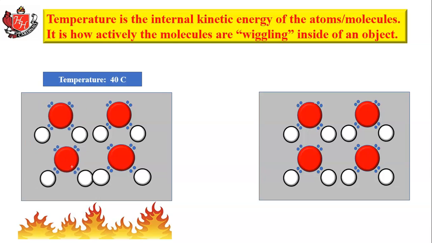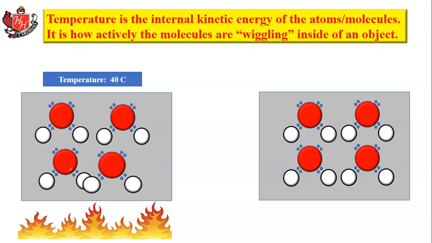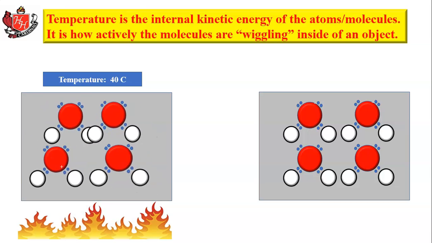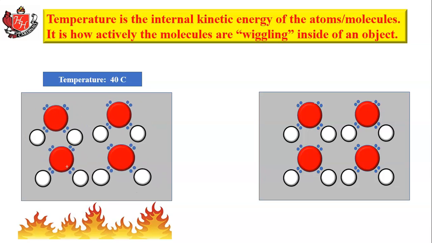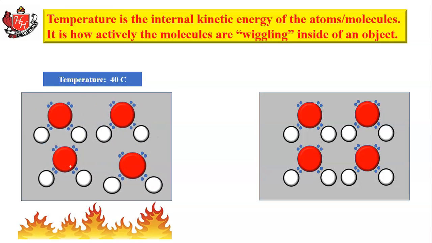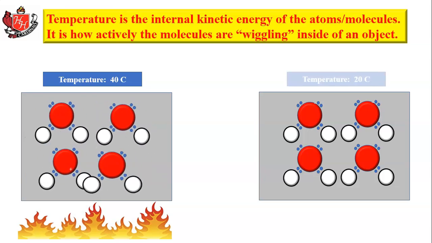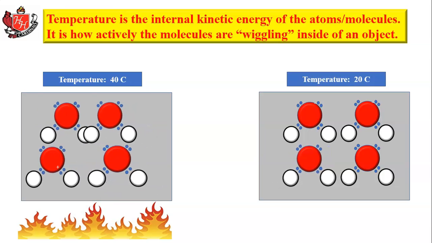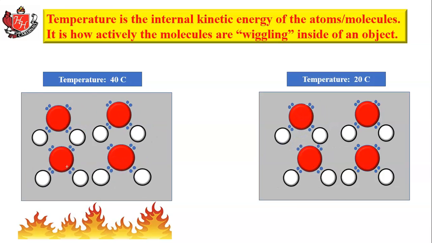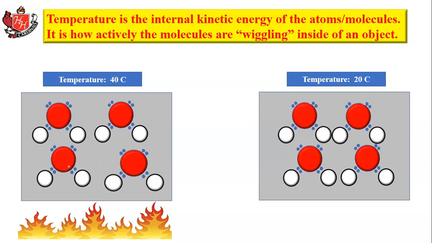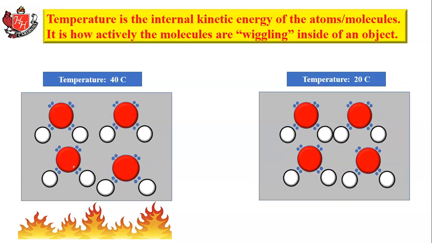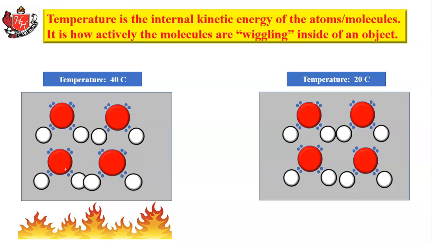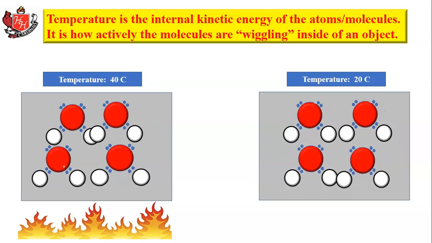So if we put fire down below, if we put heat and start heating that metal, the molecules are going to start wiggling around, and maybe that metal will heat up to 40 degrees centigrade. Now over on the other side, we have a metal that's not being heated, and its temperature is maybe just the room temperature, and that's 20 degrees centigrade. So this is what's happening. This is really what temperature is.